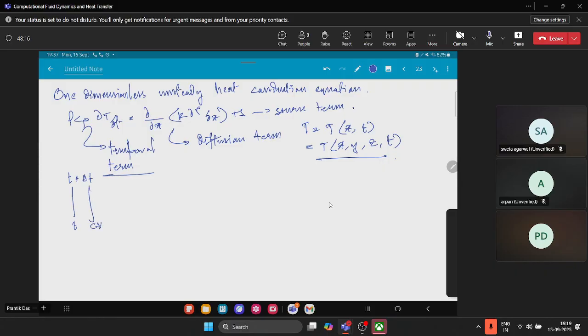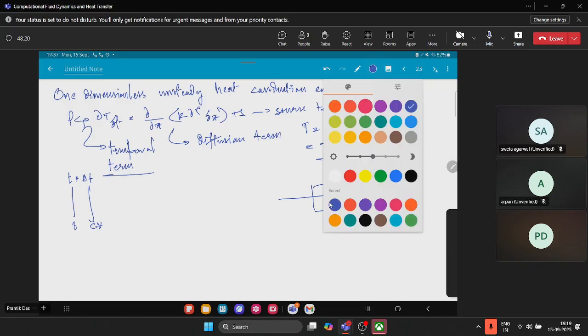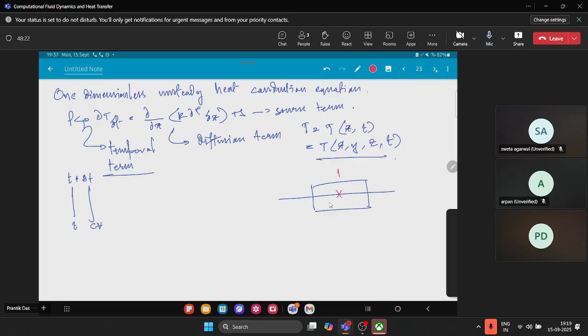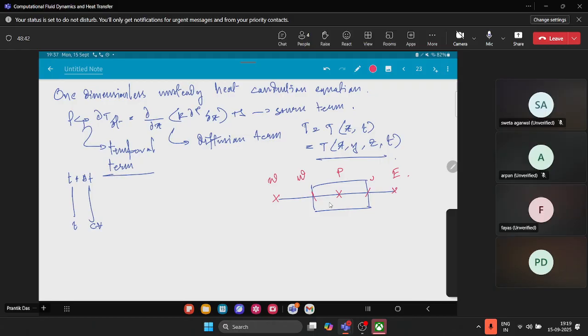If I draw it again, our control volumes look like this. Capital P is the control volume of our interest, capital E is the east control volume, and capital W is the west control volume. Small w is the cell face between the capital P and the capital W control volume, and small e is the cell face between the capital P and the capital E control volume. Is it clear to all of you?